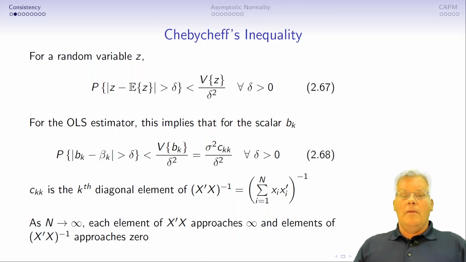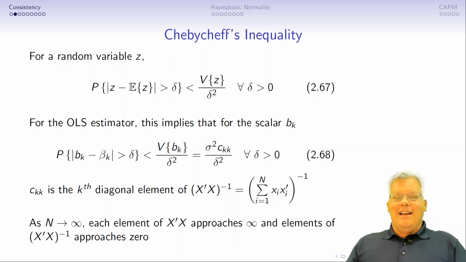Right? The way you could think of that, when you look at how x prime x is computed, again using Verbeek's hybrid notation, you could simply think of it as the sample size grows large, each element of x prime x is going to explode.